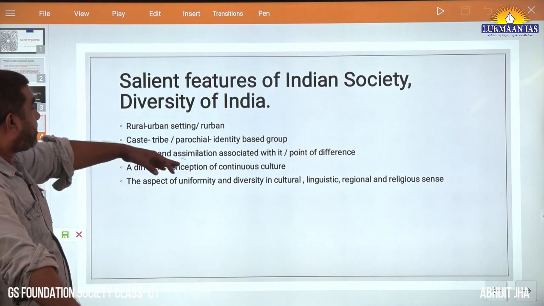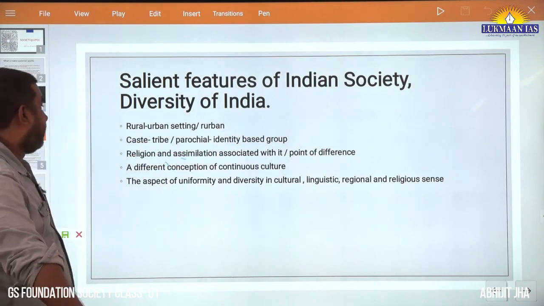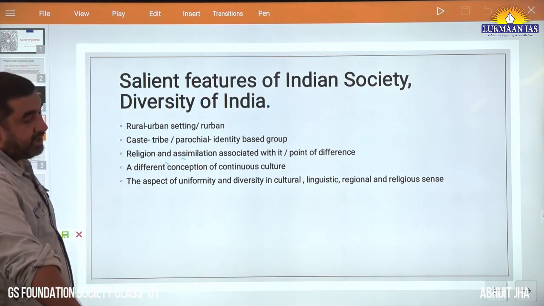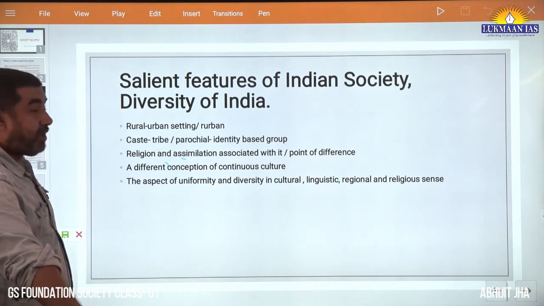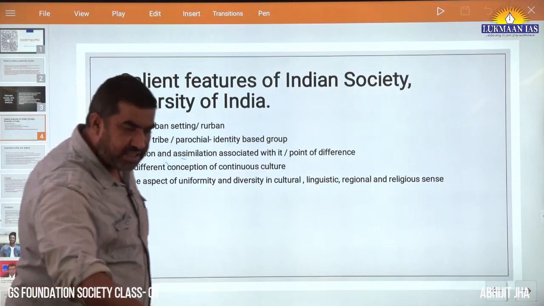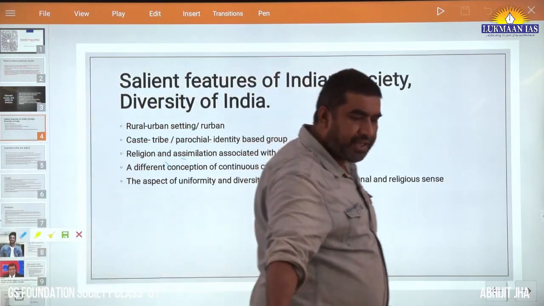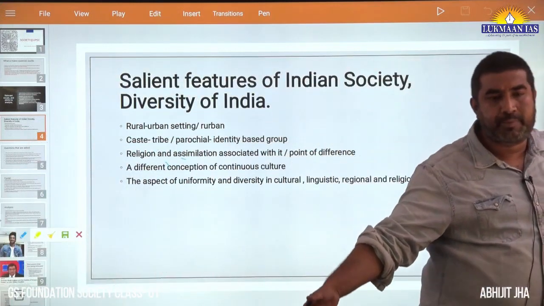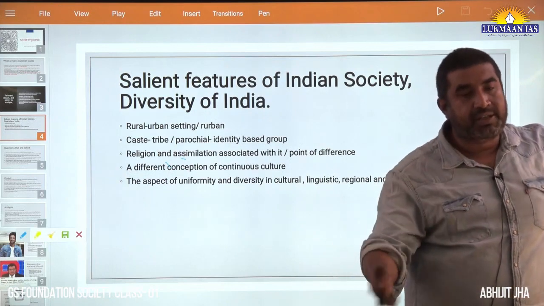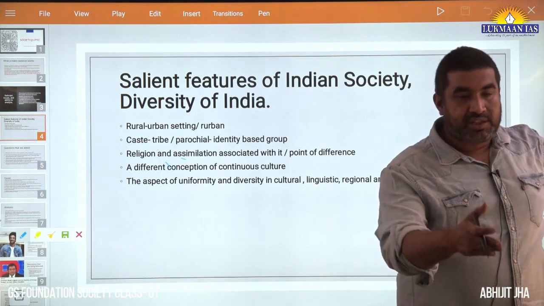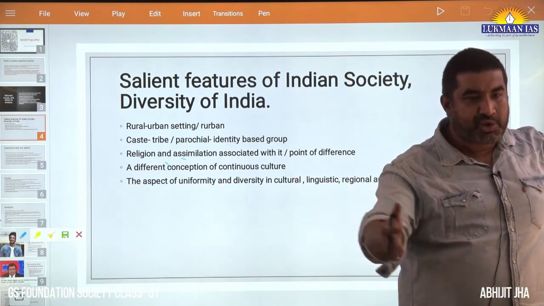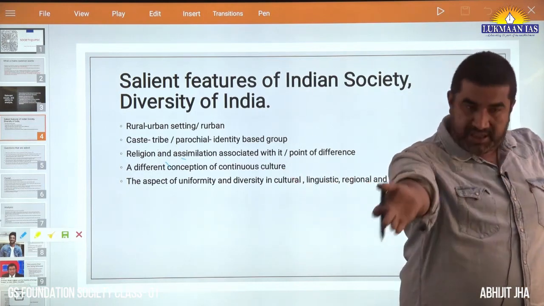Third, religion and assimilation associated with the point of difference: Hindus, Muslims, Christians. Even this year there was a case filed in the Kerala High Court which discussed the presence of caste even among the Christians. So is caste only associated with Hindus, or is it associated with all the religious groups in India?